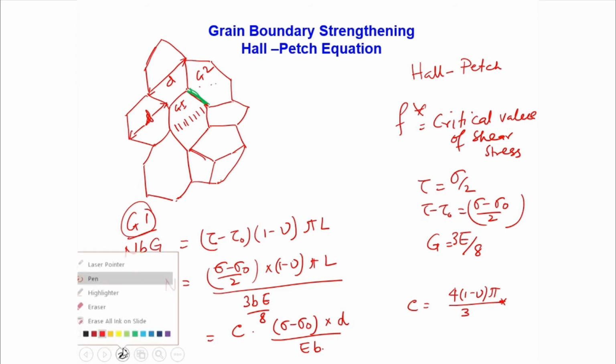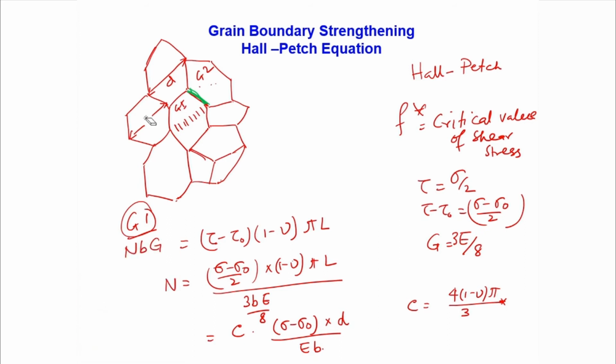Am I clear? That is the grain size. So that is equal to N. N is the number of dislocations. That is proportional to this shear stress, or tensile or compressive stress, and the grain size. Obviously, as grain size increases, the number of dislocations will increase because you have a much longer length, and it is also inversely proportional to the elastic modulus and the Burgers vector. That is very clear, right? Now we can expand that.